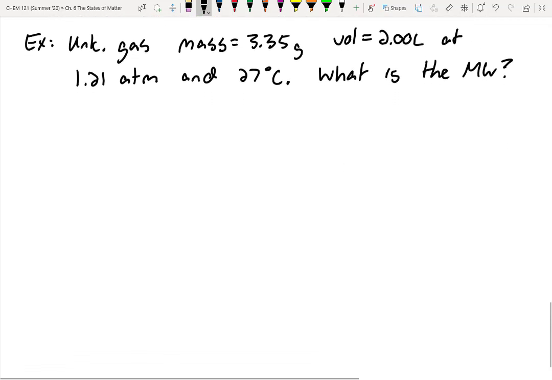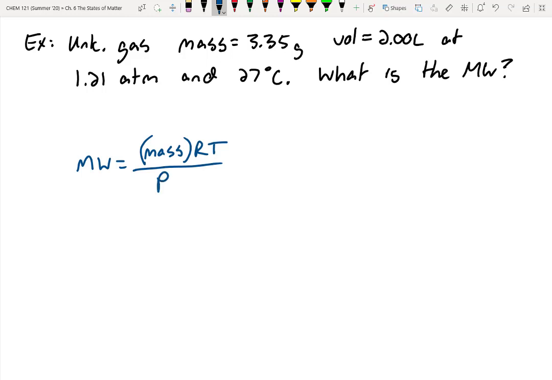Okay, so let's try to do this on our own. We said that molecular weight is going to be equal to mass times our gas constant R times our temperature T over pressure times volume. So let's start plugging things in. The mass is going to be 3.35 grams. So we got that part. R is the universal gas constant, 0.0821 liters times atmospheres per mole Kelvin. All right, so now we've got the R done.